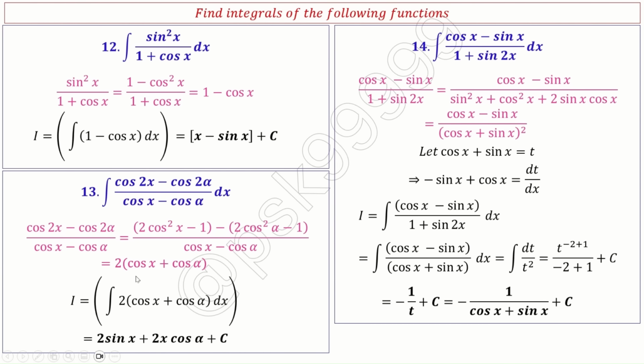Now, only cos x is the variable we can integrate. Cos alpha is a constant term. So the integration of this is 2 sin x plus 2x cos alpha plus c. Okay, next.